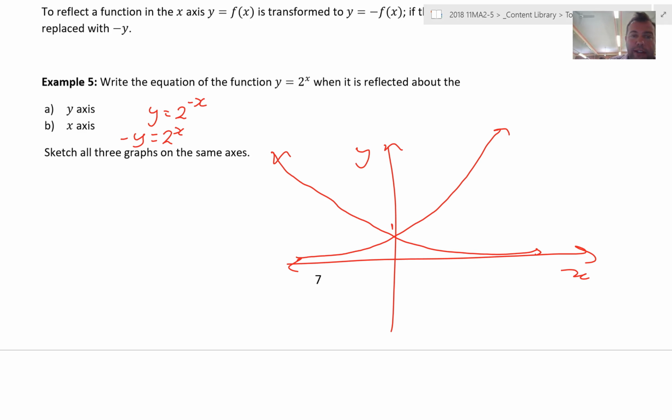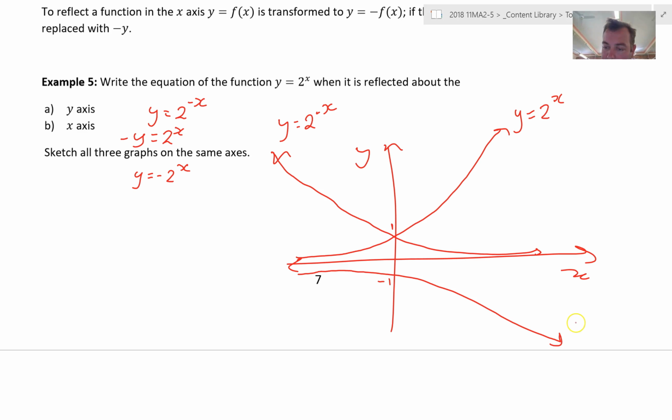Now, we have reflected this first one. So, this is my exponential. This is y equals 2 to the power of x. This is y equals 2 to the negative x. You can confirm that with maybe Desmos or something. And finally, negative y equals 2 to the x, or remember that's y equals negative 2 to the x. That's my original reflected in the x-axis. It will look like this, at negative 1 down there. y equals negative 2 to the power of x.